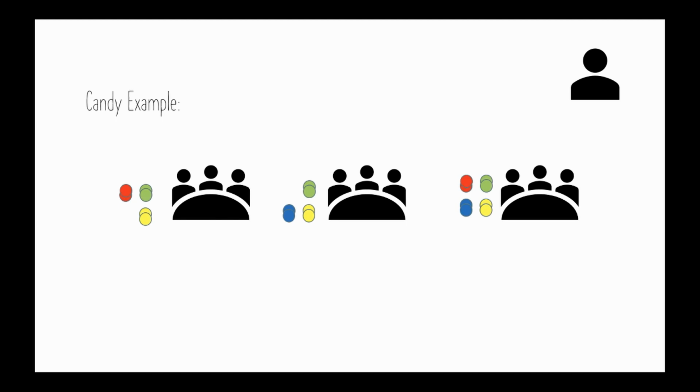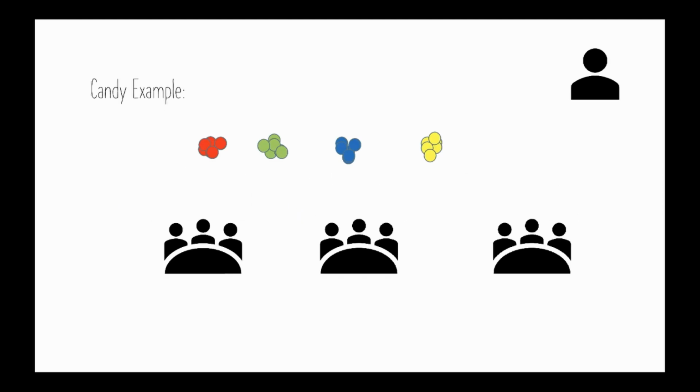And if there isn't a pile of that color, we're going to create a new pile of that color, just like this one. So the yellow went with the yellow, the blue with the blue, the green with the green, and the red with the red. And this is exactly how Apache Spark operates behind the scenes.